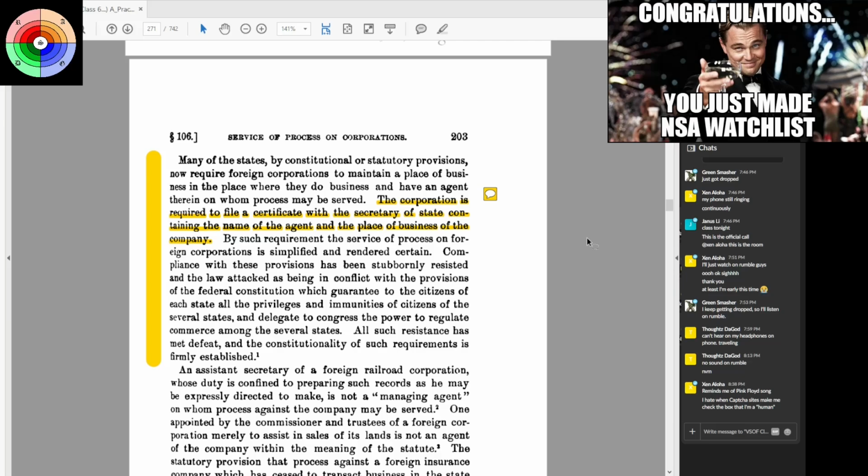I could get into the case, but I won't. Basically, it was a bunch of attorneys that weaseled it past the Supreme Court. And the corporation said, oh, we're a person. We're a person. But anyway, they tried to take it to this extent. And pretty much everybody, including the Supreme Court, said, no, nope, not going to do it. All such resistance has met defeat, and the constitutionality of such requirements is firmly established.